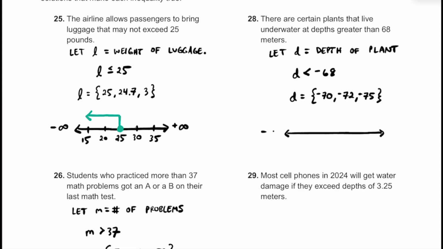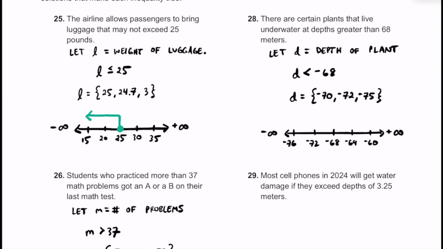So on the number line, negative infinity to the left, positive infinity to the right, it has to be things that are deeper than 68 meters. So that's negative 68. Let's go by fours here. We'll do negative 64, negative 60. So this is closer to the surface or more shallow. And then deeper would be negative 72, and even deeper would be negative 76.